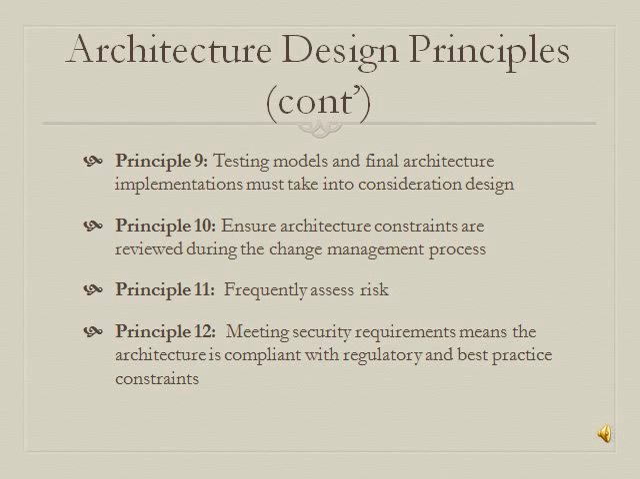Principle 9. Testing models and final architecture implementations must take into consideration design. For example, if a critical vulnerability is found on a system component, but existing controls result in a very low probability of exploitation, what is the actual risk to the business?